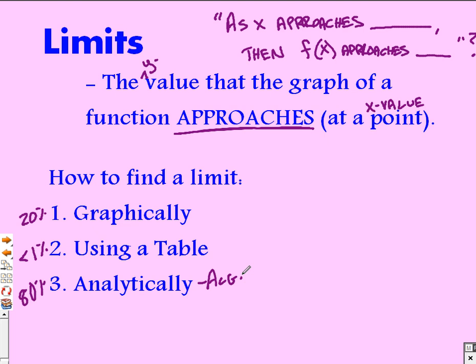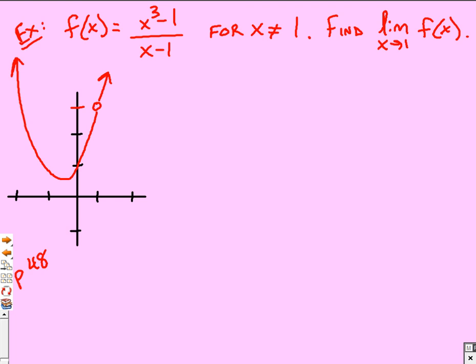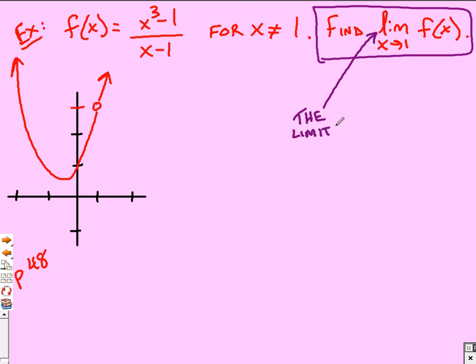So we'll get to those going on, but first let's just look at what this idea of a limit is. So we have a graph dealing with this function right here. Here's what the graph looks like. And what they're asking you to find is this thing right here. The way you read this, LIM just means the limit.